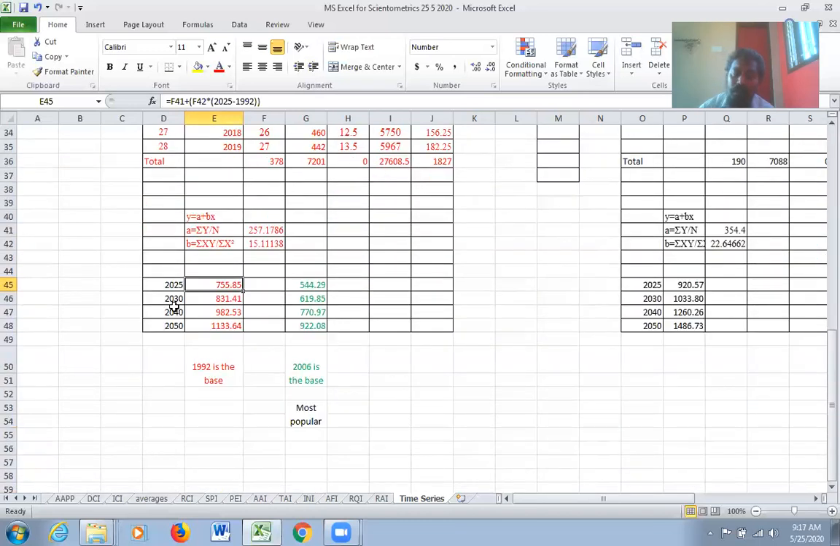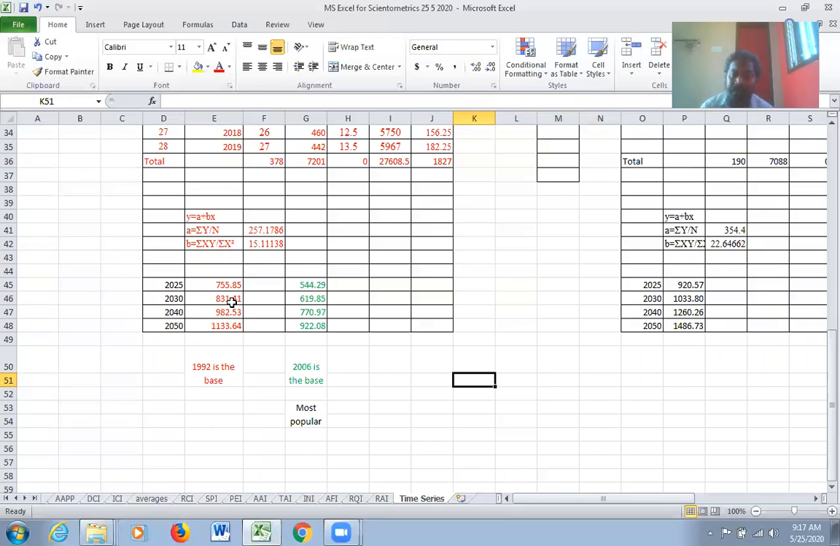If you want to calculate the future output for 2030, then 2030 minus 1992. If you want to calculate it for 2040, then 2040 minus 1992. That means the future year minus the first year is taken to calculate the estimated research output. You can see the estimated research output is slightly higher. For 2025 it would be 755, for 2040 it would be 982 approximately.